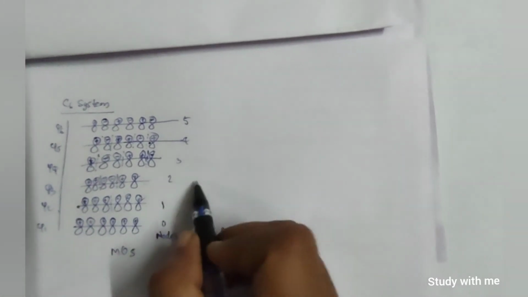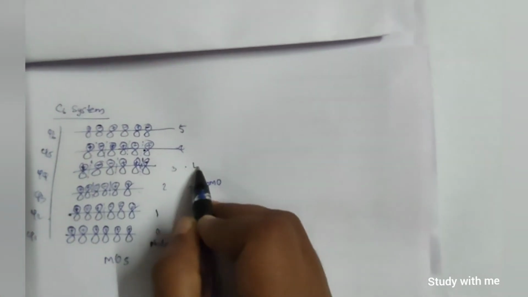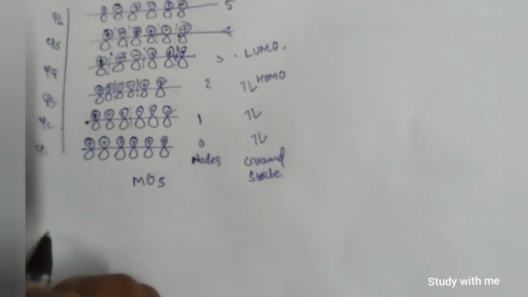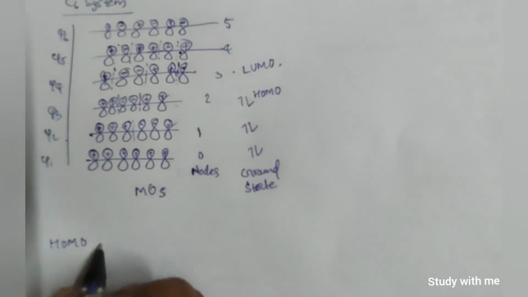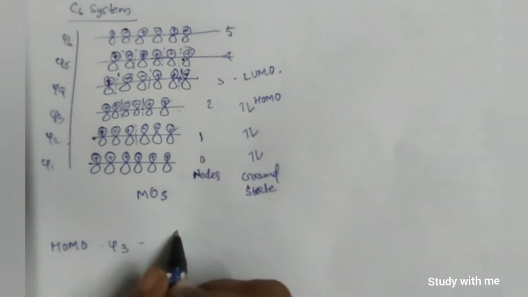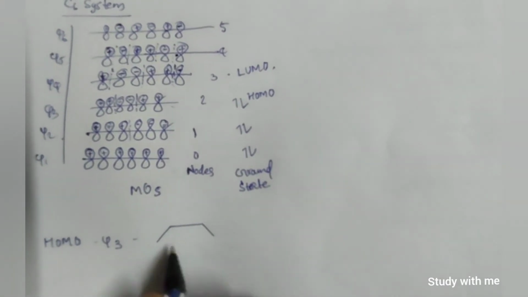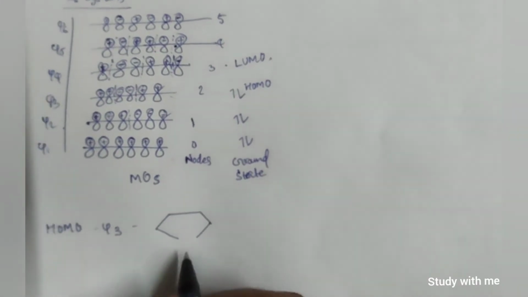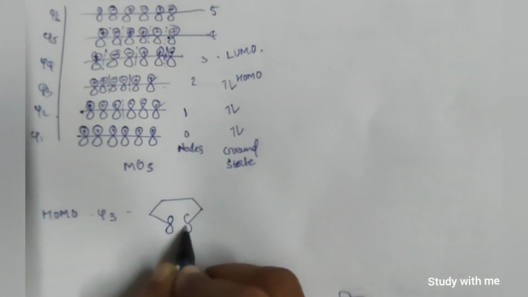This is a C6 system, so this will have 6 electrons. This psi 1 will have 2 electrons only, psi 2 will have another 2 electrons, and psi 3 will have another 2 electrons. This will become the HOMO for the C6 system, and psi 4 will become the LUMO for the C6 system. And now we are taking the HOMO, that is psi 3, like this. This is the picture for the C6 system.